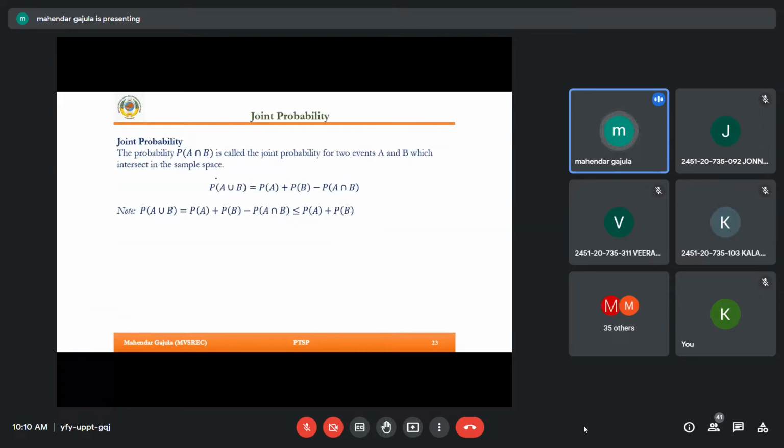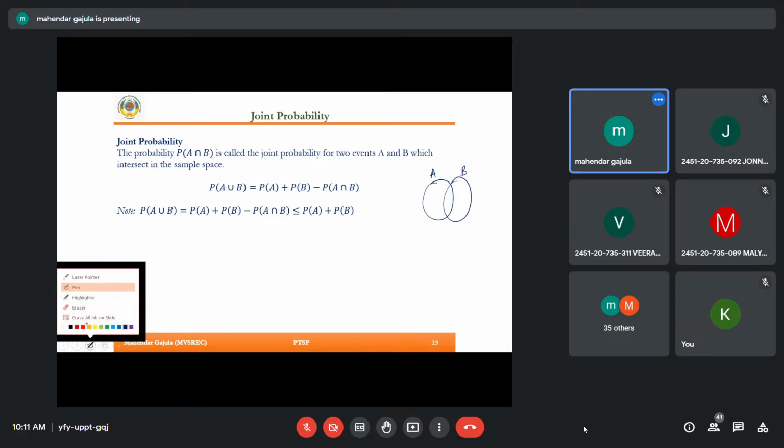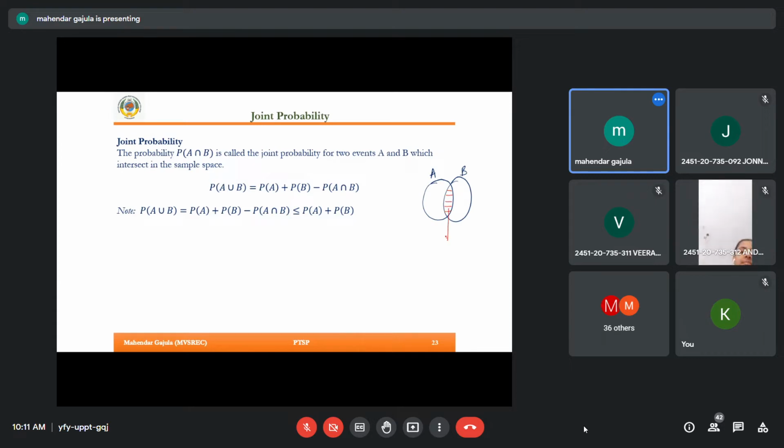Now coming to joint probability. So joint probability comes from the Venn diagram. This is A, this is B. This is A intersection B or AB. So the probability of this one is joint probability.